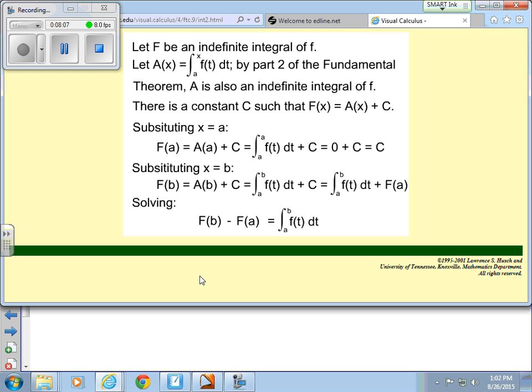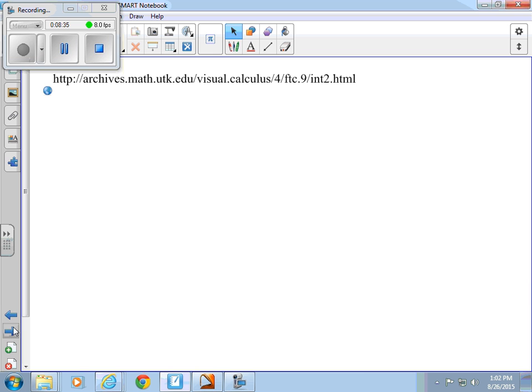With some algebra, you get the capital F of b minus capital F of a is the integral from a to b of f of t dt. What that means for you is I can find the antiderivative at the top number and subtract the antiderivative at the bottom number and get the exact area. That's what we need to know. So there's no point in doing that with the part that we've been doing? Well, it's the antiderivative.